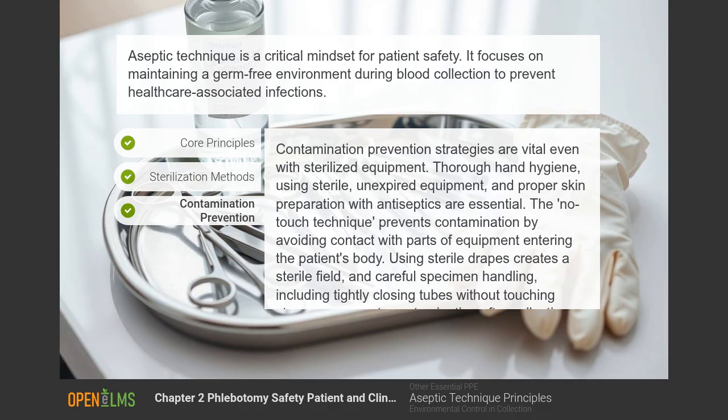Using sterile drapes creates a sterile field, and careful specimen handling, including tightly closing tubes without touching stoppers, prevents contamination after collection.